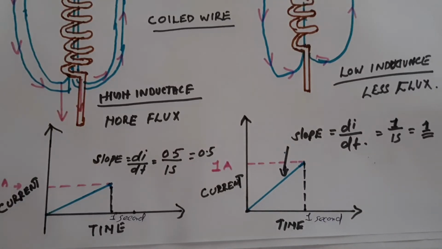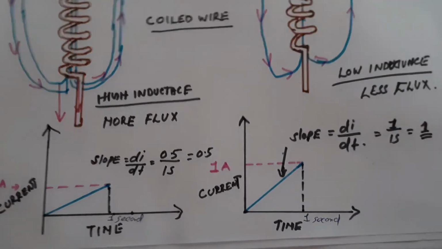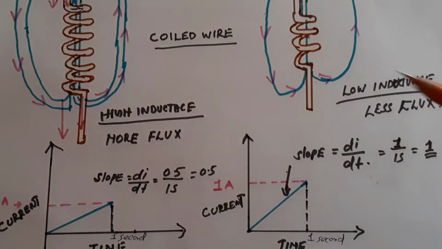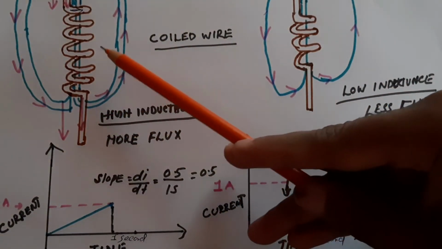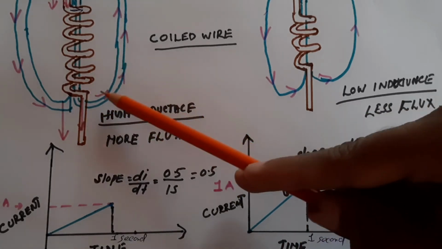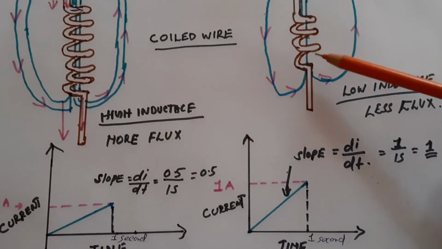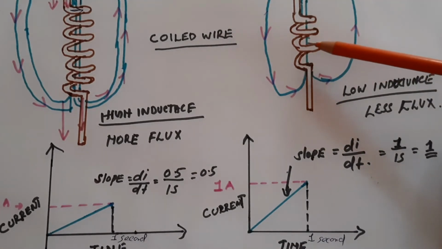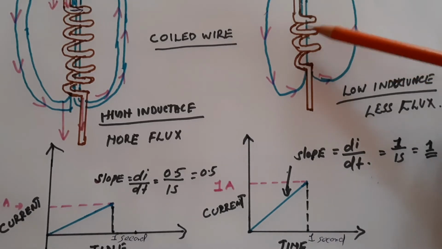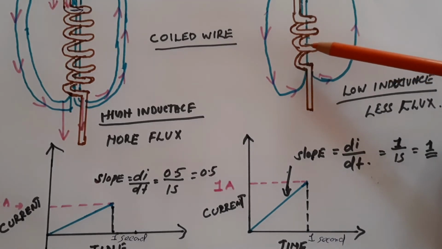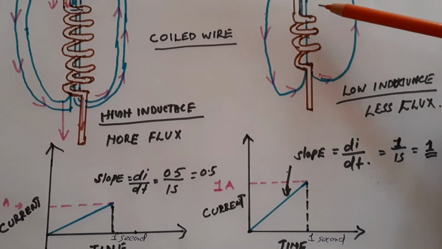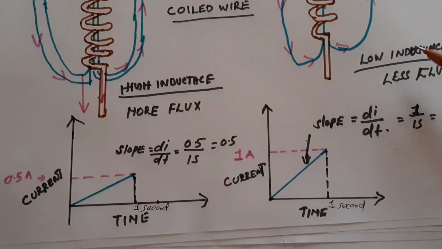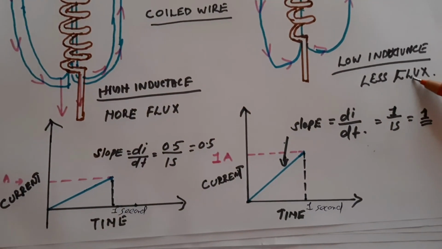Now we look at the effect of the number of turns. Say there are two coils. One coil has a larger number of turns, which means more concentration of flux and more inductance, and the other has fewer turns, so the concentration of flux is less, which means the inductance is less. That means the opposition to change is very small. This one has high inductance and more flux. This one has low inductance and less flux.